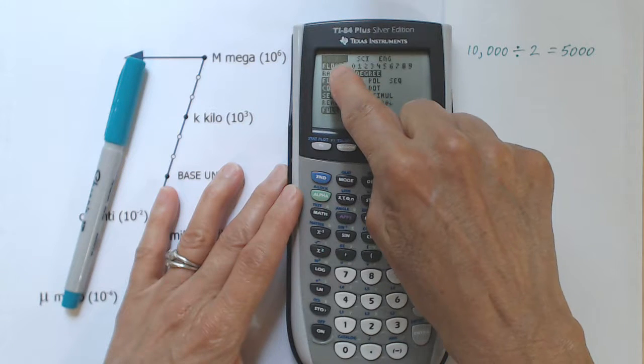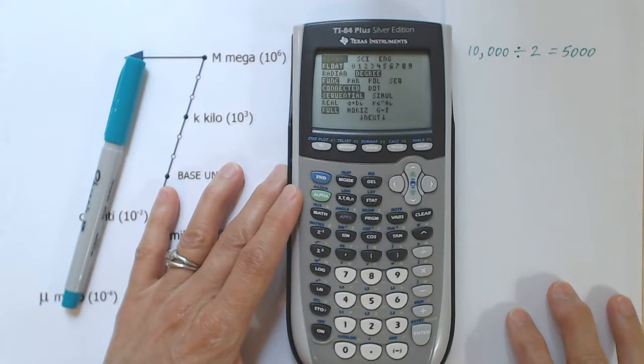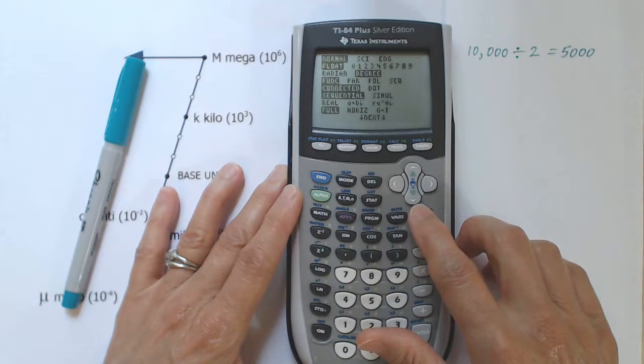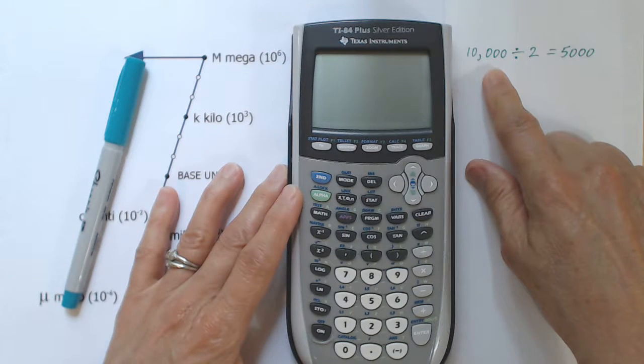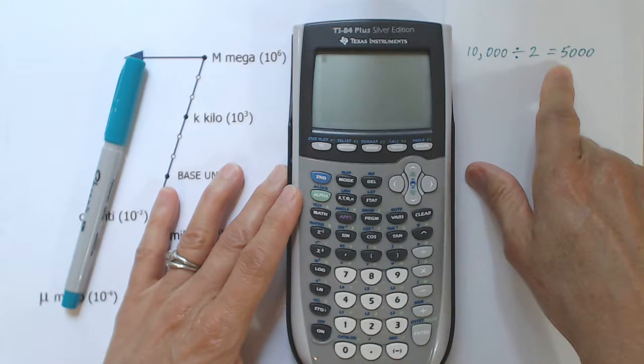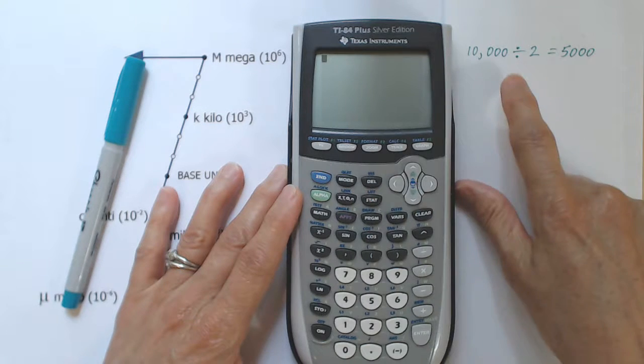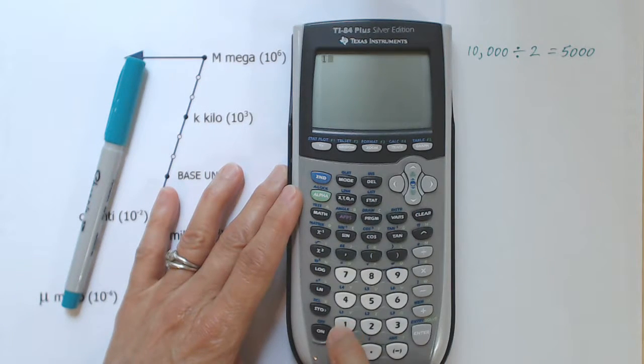So with the normal mode flashing, that means that that's the mode that it's set to. So if we do this calculation here, 10,000 divided by 2, which of course equals 5,000, it will look pretty much like this. So I'll type in 10,000, which is 1 followed by 4 zeros, divide by 2, and hit enter, and it gives me the 5,000, 5 followed by 3 zeros.